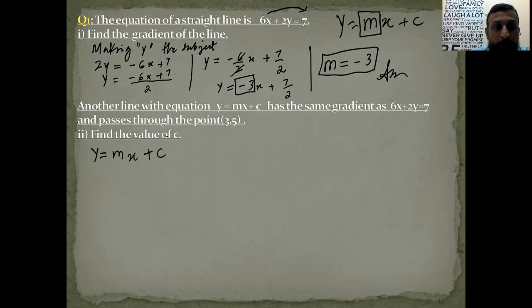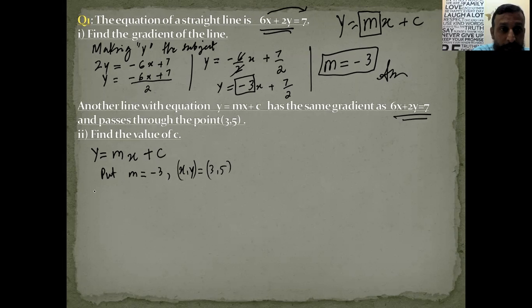About this equation y equals mx plus c, we found the gradient in part 1 above. It's the same equation, 6x plus 2y equals 7, which was given to us in part 1 also. We extracted the gradient out of it, that is m equals minus 3. So we're going to plug in here, put m equals minus 3. And it says that the line passes through (3, 5), so also put x, y equals 3, 5. By putting these values, we'll get our answer for c, the y-intercept.